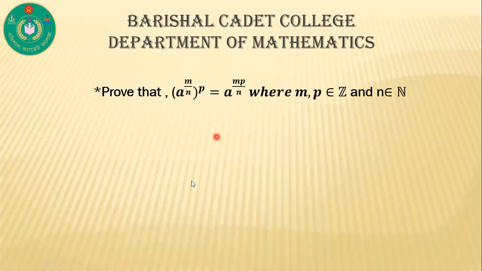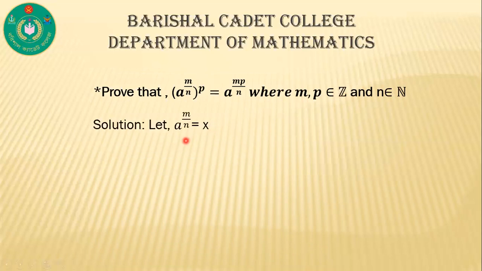Now we can try to solve some problems. Prove that a to the power m by n to the power p is equal to a to the power mp by n, where m, p belong to Z, Z means set of integers, and n belongs to N. Here N means set of natural numbers.